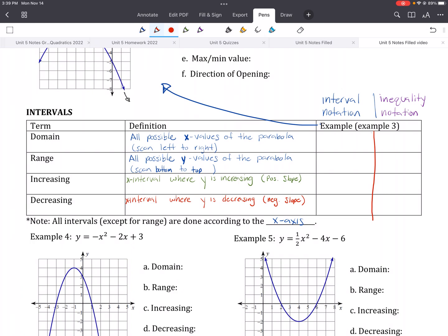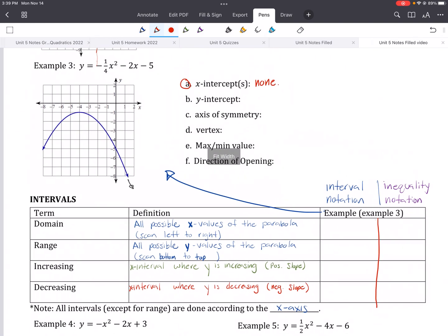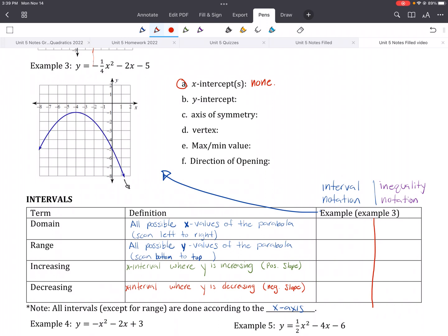All right, so first off, we're going to look at example 3 to answer these questions. That's why I put a little arrow over to it. First is domain and range. So domain is all possible x values. We just scan left to right. So where does it start being x, and when does it end going to x?